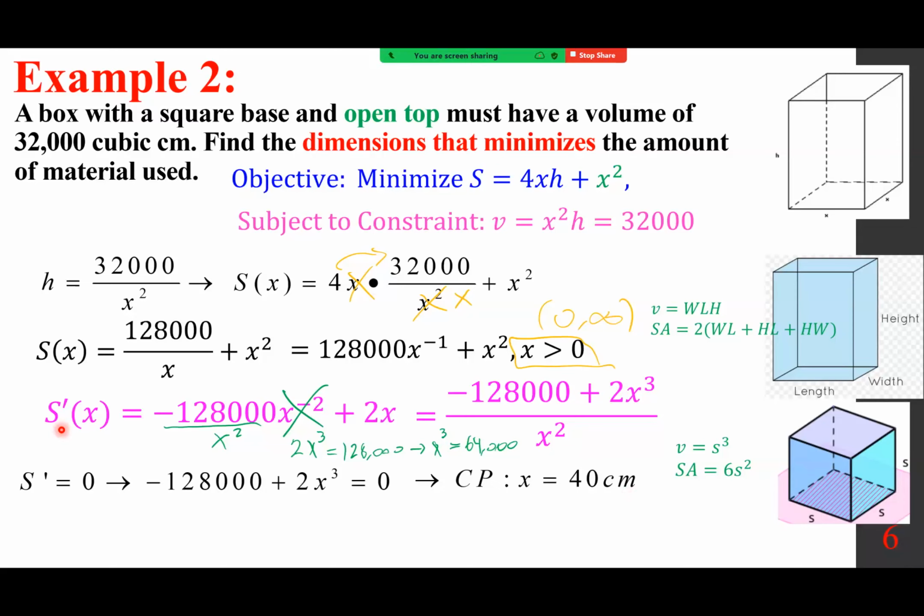So we go with S double prime, and to go with S double prime, we're going to use this one, it's easier. Minus 128,000 times minus 2. Their product is positive 256,000 x to the power minus 3, plus 2. Now the second derivative test says plug in the x and look at the sign. Is it positive or negative?